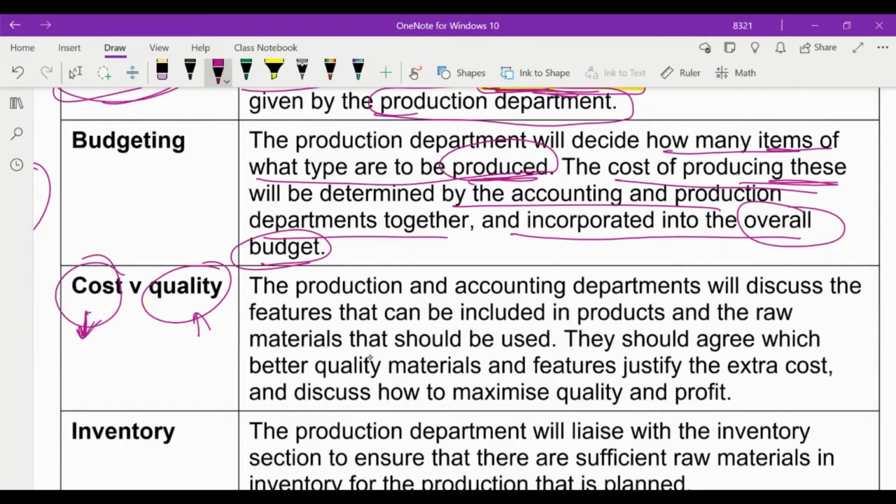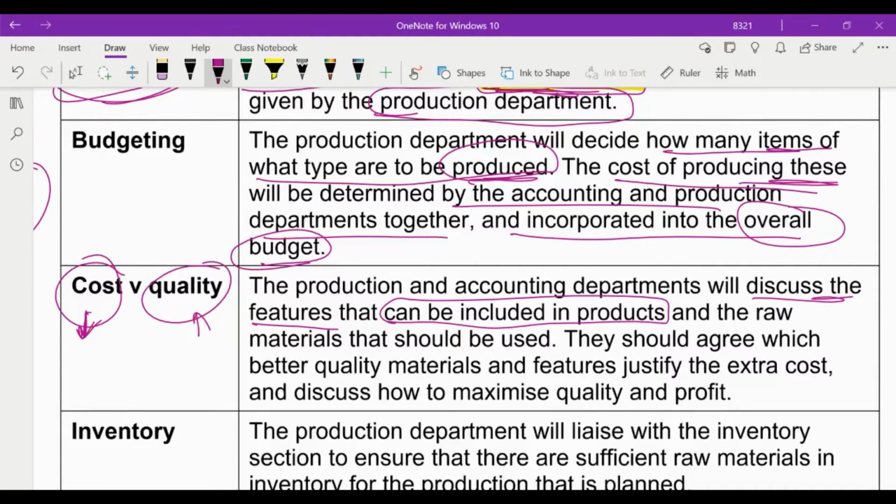So the production and accounts departments will discuss the features that can be included in the products. More features in the product means more cost, right? But the quality is better. So you need to understand the consumer's requirement. For example, you are making a toy. If the toy has multiple features, that will be an expensive toy. But you should understand the requirement of the child who is going to play with the toy.